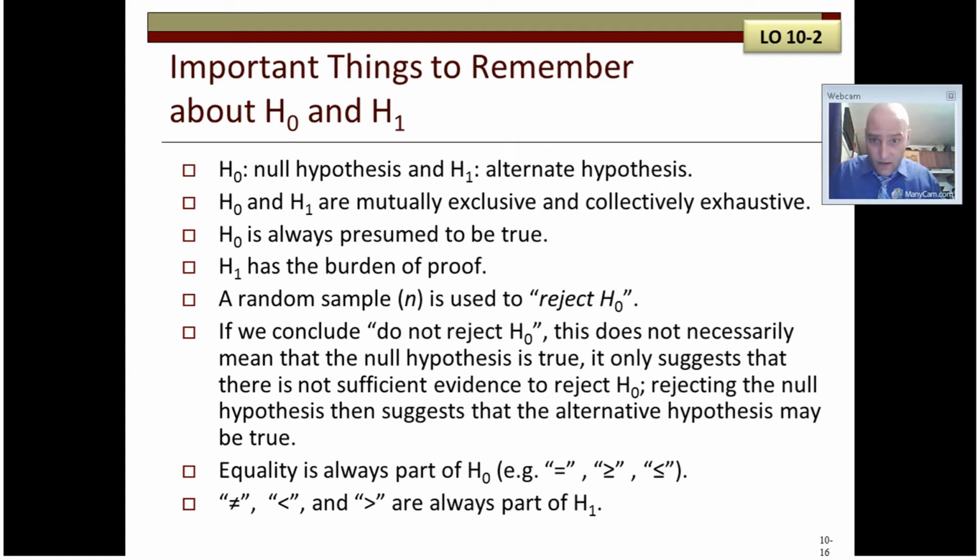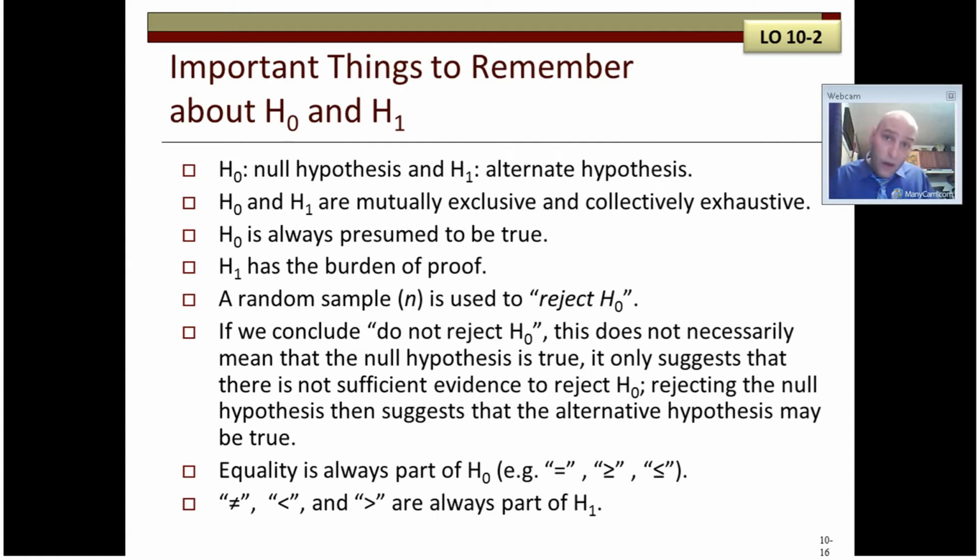This is something I mentioned a little bit earlier too. If we conclude do not reject H naught, that doesn't necessarily mean that we accept it as being true. It only suggests that we don't have enough evidence right now to reject the null. Maybe we just needed a slightly larger sample, and then we could reject the null. But all it says is that we don't have enough evidence to reject it.